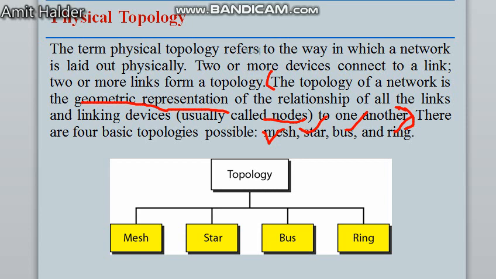We have just seen on the previous slide there's a point-to-point connection, and a point-to-multi-point connection. Two or more devices connect to a link, two or more links form a topology. These two or more links that form a topology, how that has been connected, is the geometrical representation. Four important topologies: that is the mesh, star, bus, and ring.